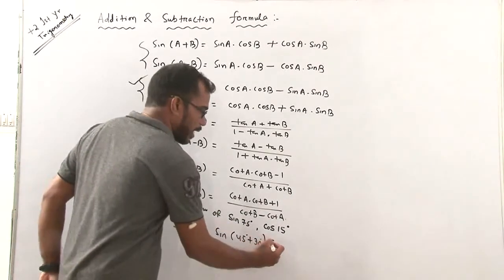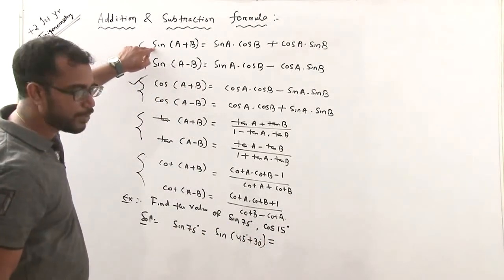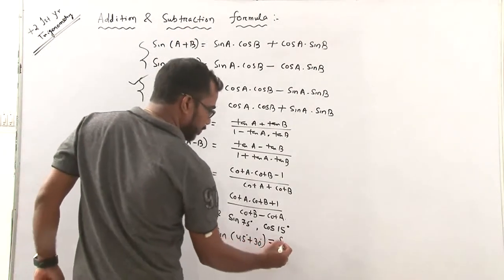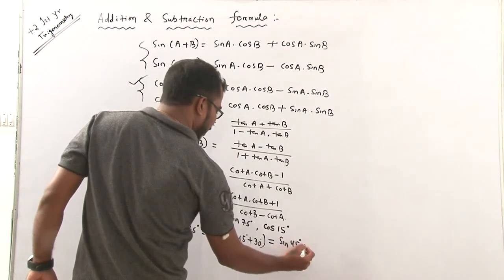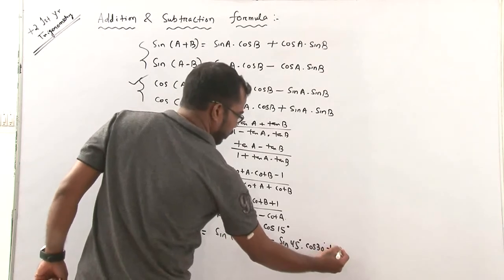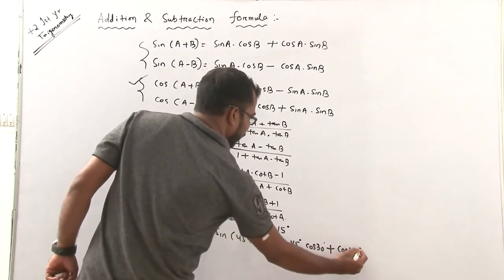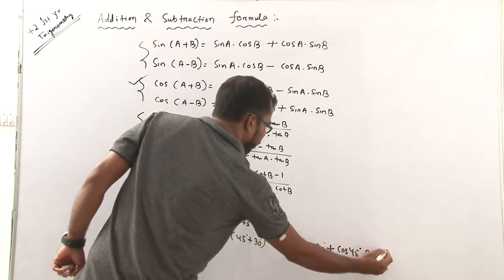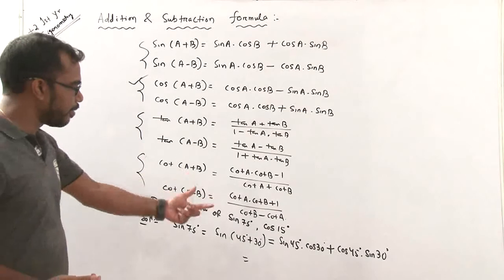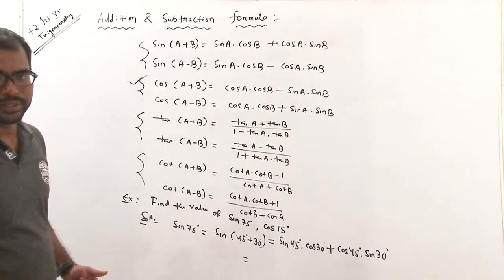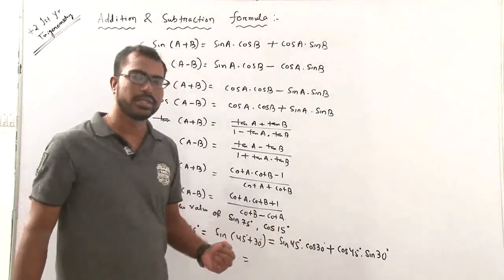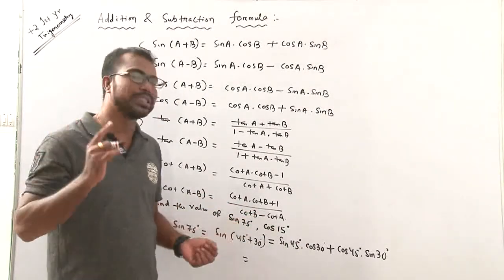According to the formula of sine A plus B, we can write sine 45 degree into cos 30 degree plus cos 45 degree into sine 30 degree. So we apply this formula to evaluate sine 75 degree. Now we can put the values of these T ratios according to the standard angle table.